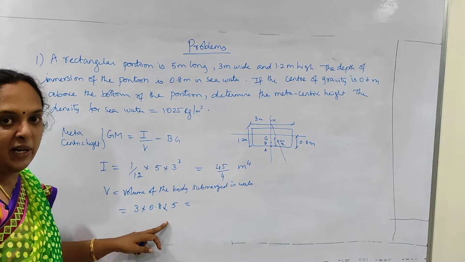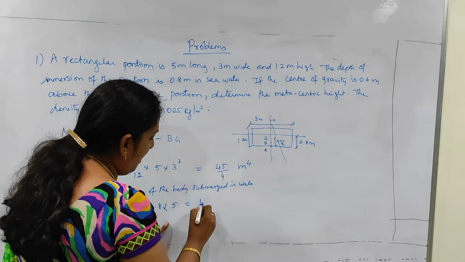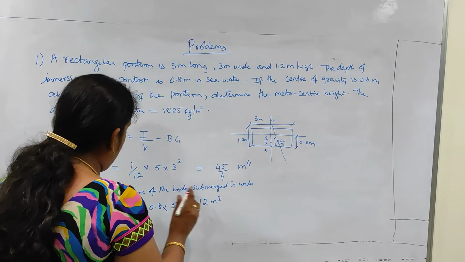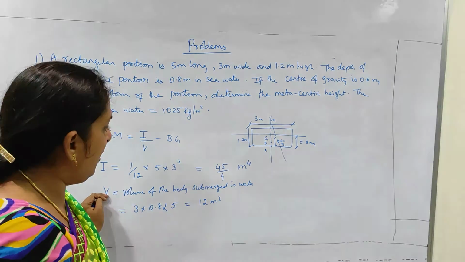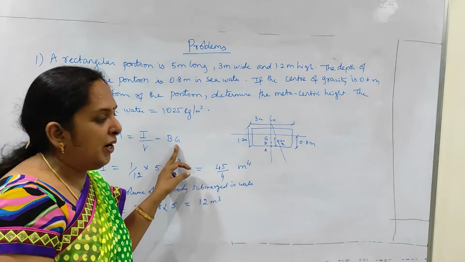So from this I will be finding out the volume of the body that is submerged in water. This will be equal to 12 meter cube. So I know what V is. Now I have to find out what BG is.